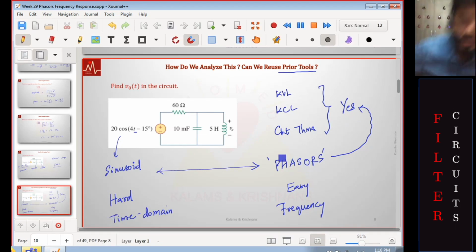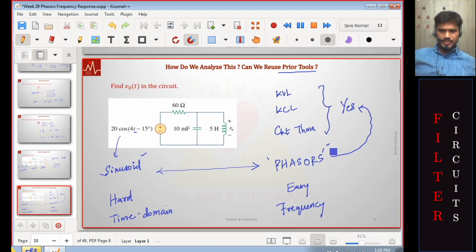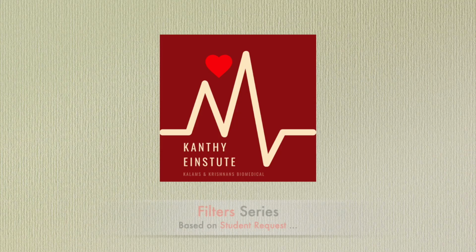Again, to help everyone, let's start with basics. Let's understand what a sinusoid is. Then let's go how to convert that into a phasor. Then let's understand phasors, and then let's start applying phasors.